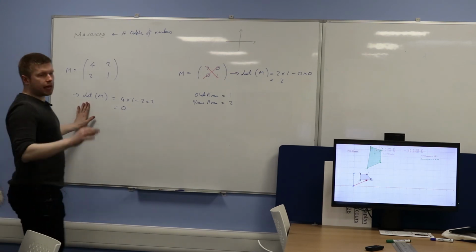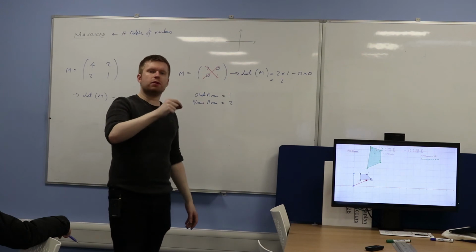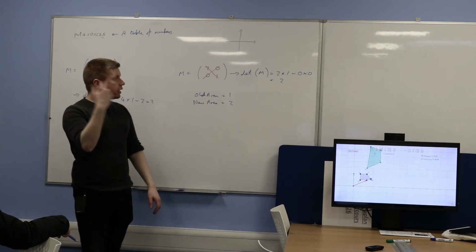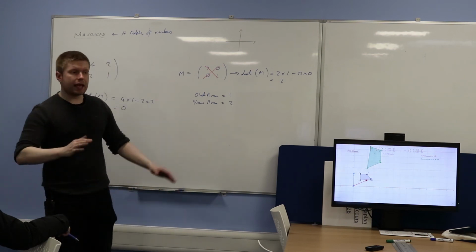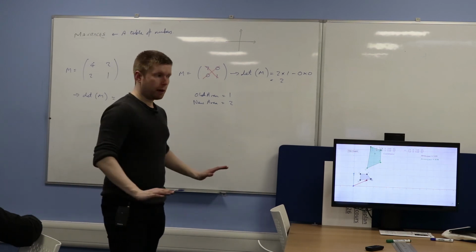Effectively, a determinant just tells you, that's all I want you to take away, a determinant will tell you how many times bigger your new shape is going to be relative to your old shape after you've transformed it. If it comes out as 0, all it means is it gets compressed into a straight line. That's it. Okay? All happy?